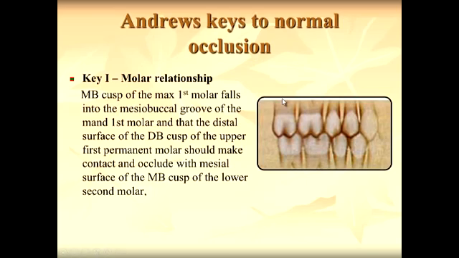Now we talk about the keys to normal occlusion. Dr. Andrews described normal occlusion by different keys, multiple keys. Key number 1, molar relationship: the mesiobuccal cusp of the upper first molar fits into the mesiobuccal groove of the mandibular first molar, and the distal surface of the distal buccal cusp of the upper first molar should make contact and occlude with the mesial surface of the mesiobuccal cusp of the lower second molar.